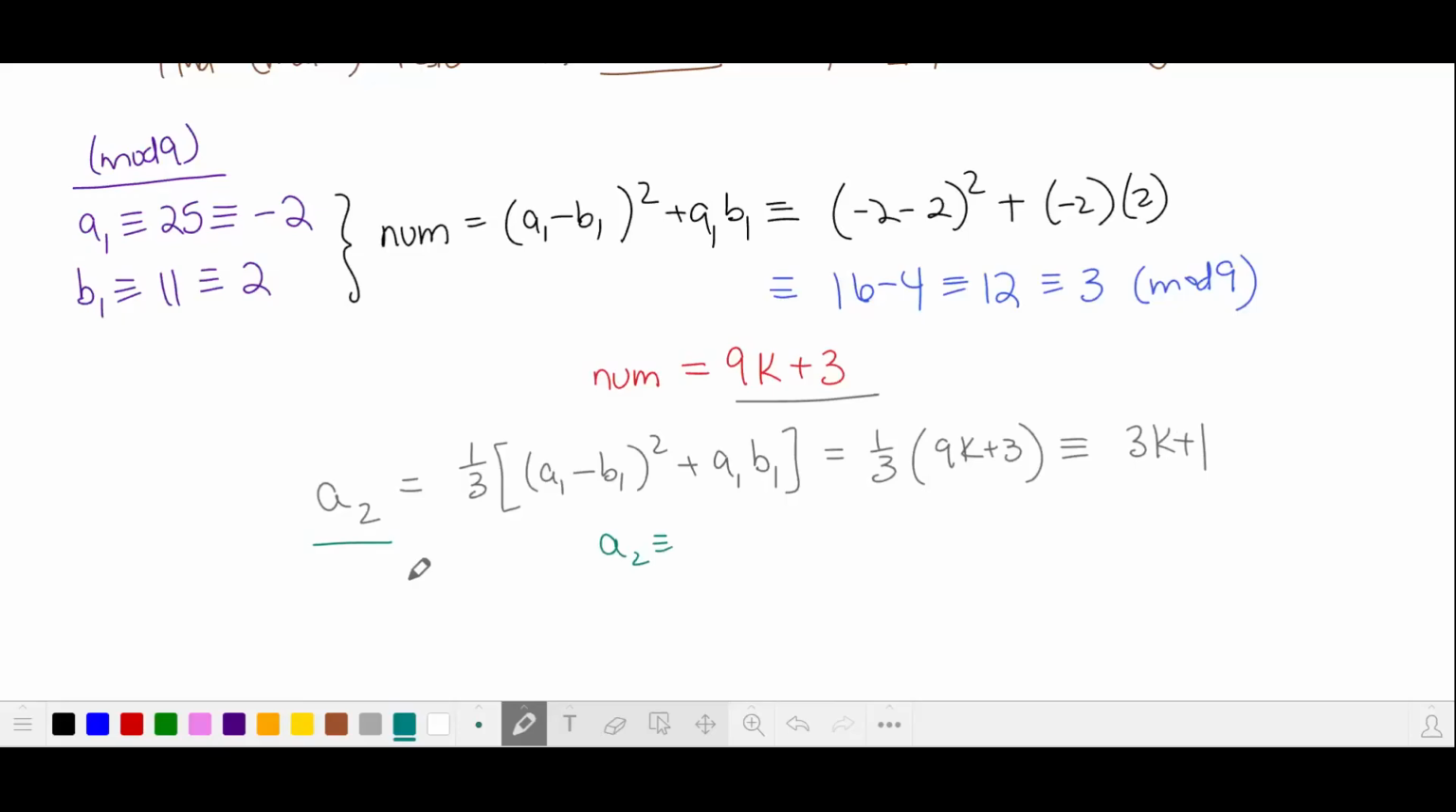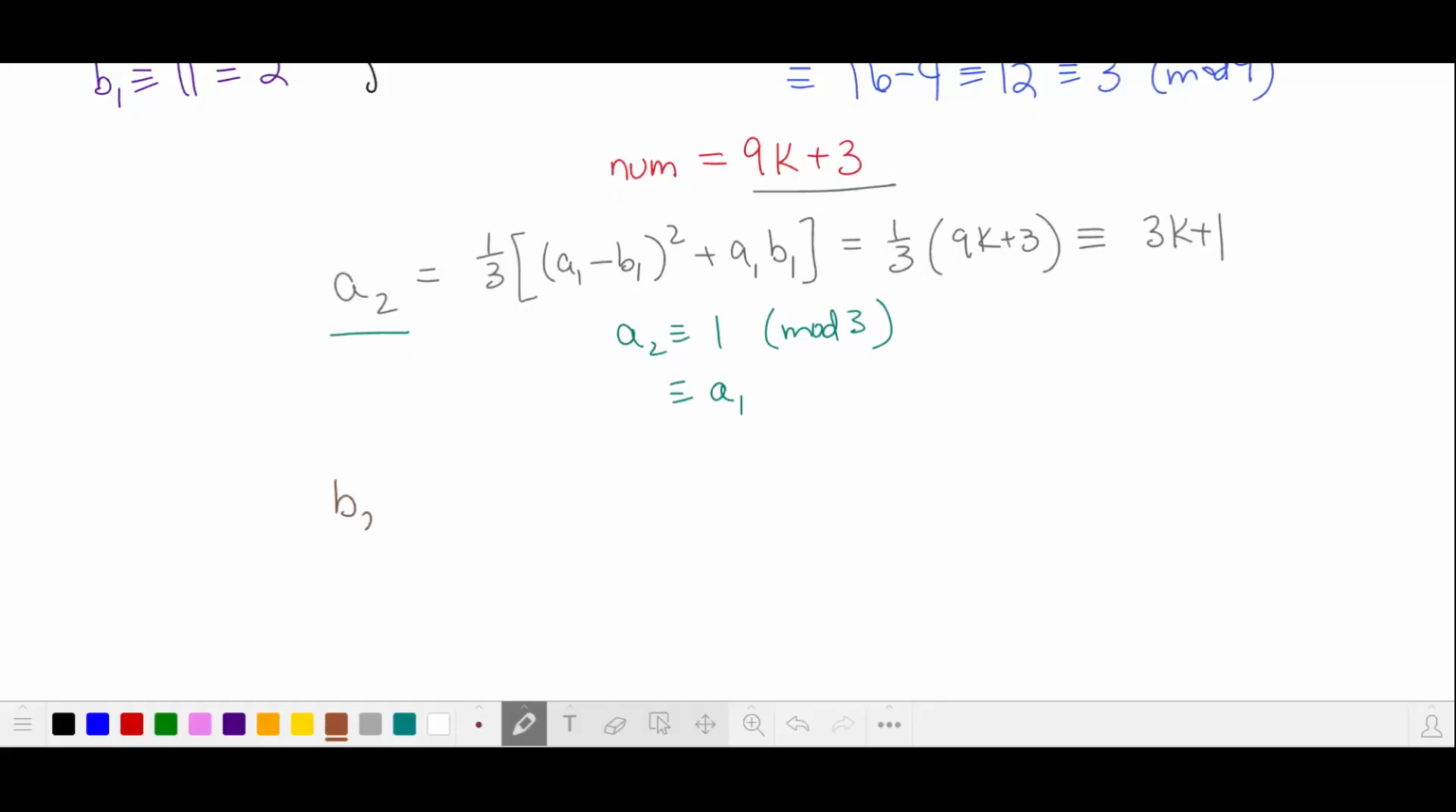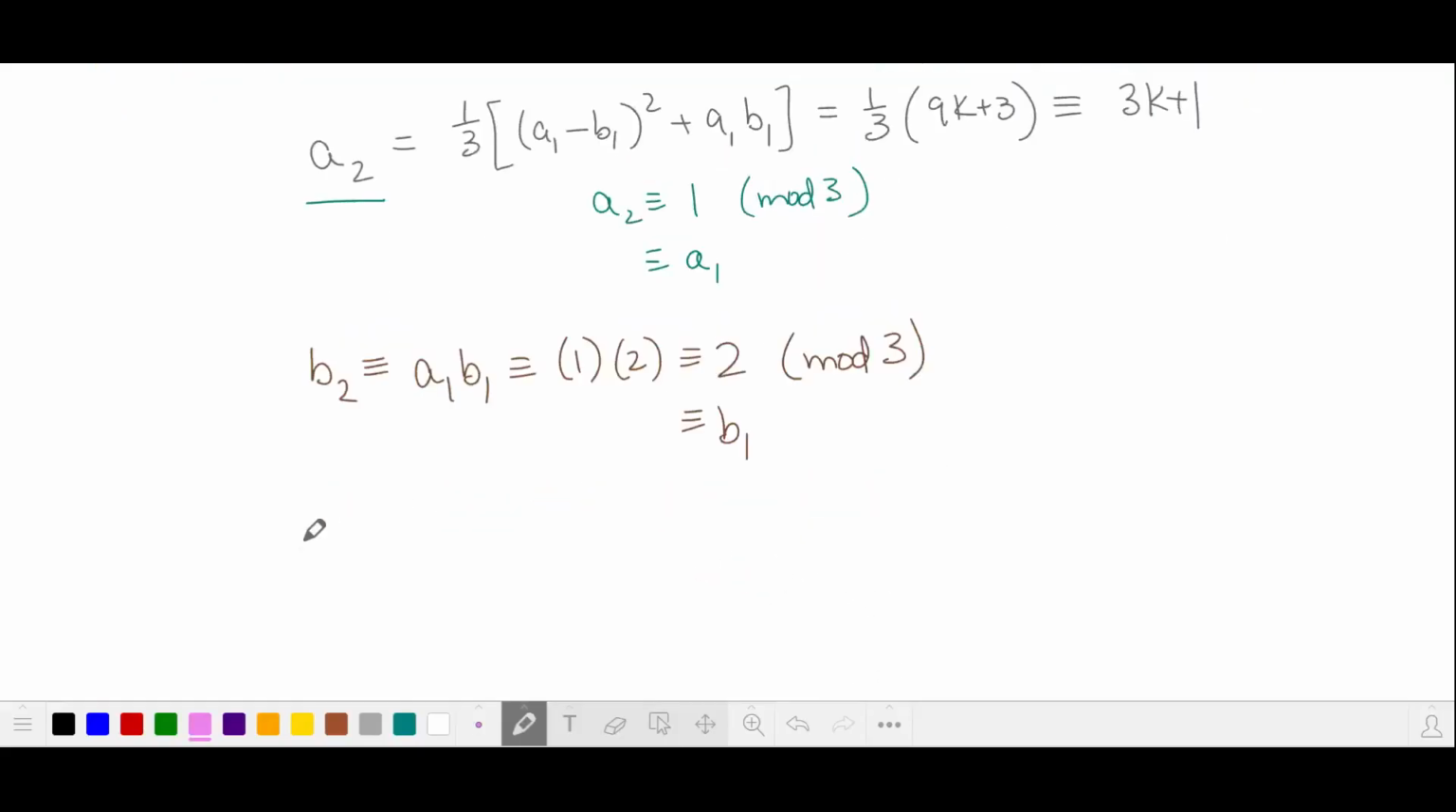This means our second reduced numerator is 1 in mod 3. Recall this was the same as a1. Let's find b2 in mod 3. The denominator was just the product of a1 and b1. In mod 3, that was 1 times 2, or 2 in mod 3. This is the same thing as b1. So by induction, all of our reduced numerators are going to be 1 in mod 3, and all of our denominators are going to be 2.